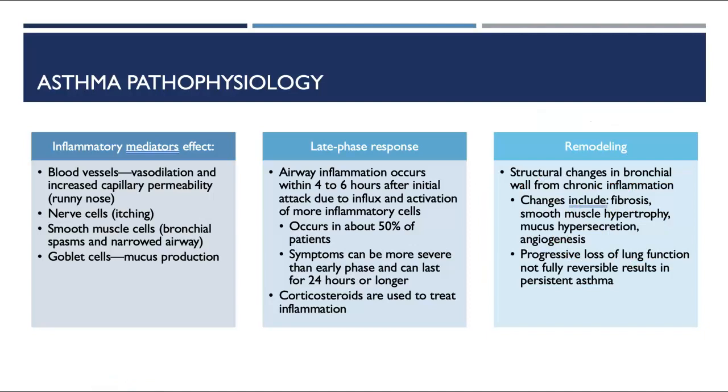So a little bit more about the asthma pathophysiology. The inflammatory mediators affect the blood vessels and cause vasodilation and increase capillary permeability, therefore that runny nose. It can affect the nerve cells, therefore causing itching, smooth muscle cells, the bronchial spasms and narrowed airway, and goblet cells produce that mucus production.